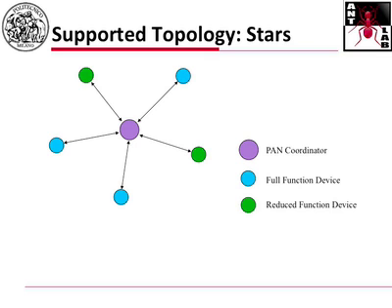Cellular, Wi-Fi, what about Bluetooth? Bluetooth is another example of a star topology. You have a Bluetooth master, which is equivalent to the PAN coordinator here, and you have a bunch of slaves, I guess they call them in Bluetooth, which are again the edges or leaves of a star topology. And again, the communication can only go through the master. What else?